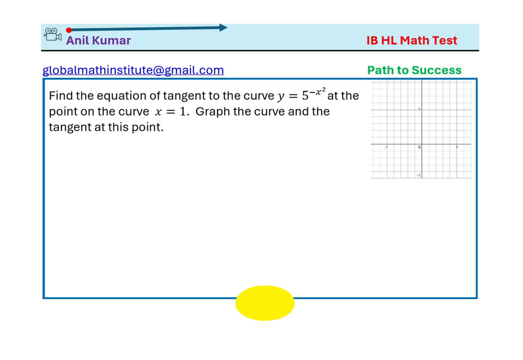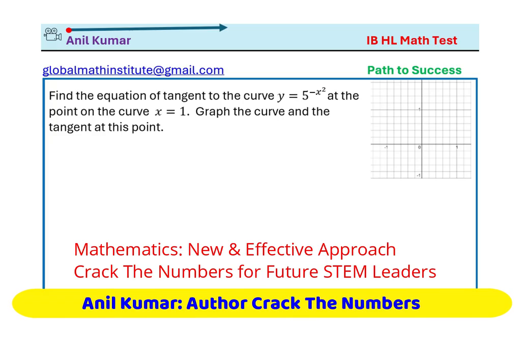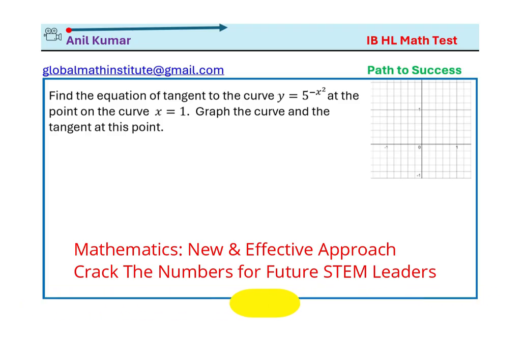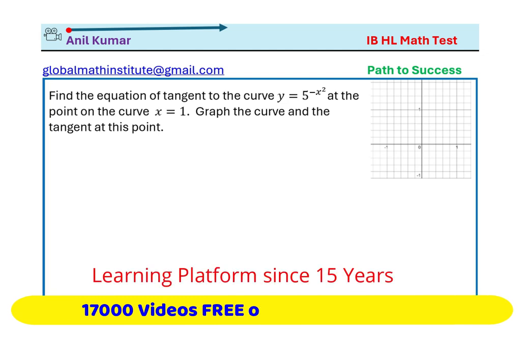Here is another beautiful question from an IB HL math test paper. We need to find the equation of the tangent to the curve y equals 5 to the power of minus x squared at the point on the curve where x equals 1. Then graph the curve and the tangent at this point. That's the second part of this.